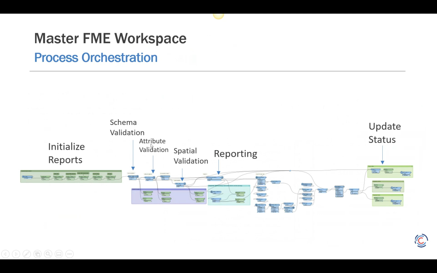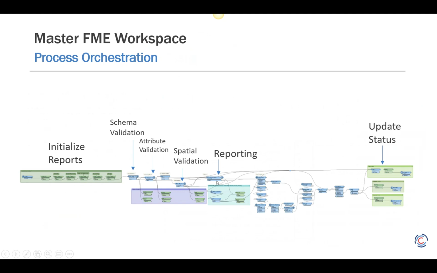We're doing the schema validation, the attribute validation, the spatial validation, and then we have some reporting built in. And at the very end, we update the portal with the status saying that it's passed this automated QA, and now it's going to go into a manual audit, for instance.